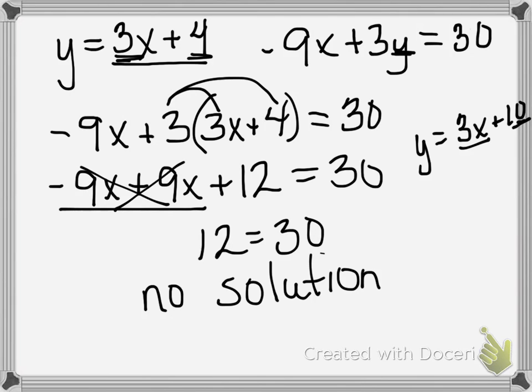We know that parallel lines never intersect. So graphically, we know that they would be inconsistent. There would be no solution. And by solving them using substitution, we know that 12 never, ever can equal 30. Therefore, once again, there is no solution. So it is an inconsistent system of equations.